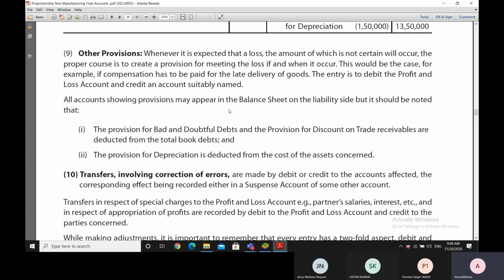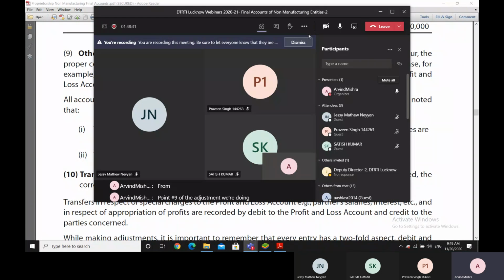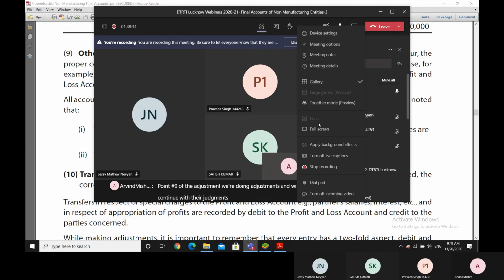So with that, we come to the end of this webinar. We'll continue the webinar today in the evening again from point number 9 of the adjustment. We are doing adjustments and we'll continue with the adjustments in the next session.